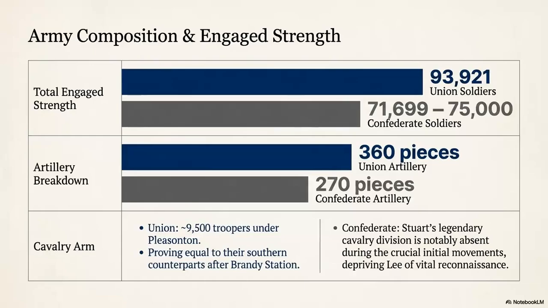Crucially for the Confederacy, J.E.B. Stuart's legendary cavalry division was notably absent during the initial movements, depriving General Lee of vital reconnaissance when he needed it most.